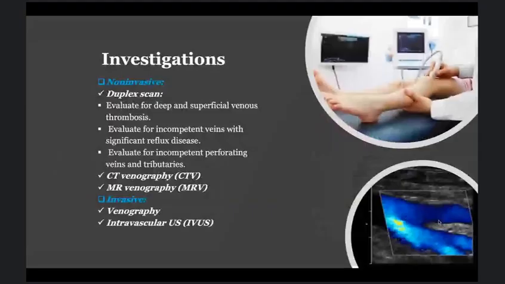What investigations should you do for a patient with severe CVI? The most common, as I said in the previous lecture, is Doppler ultrasound or duplex scan. It evaluates deep and superficial venous thrombosis, incompetent veins with significant reflux disease, and incompetent perforating veins and tributaries. Ultrasound will give us information about the deep system and superficial system, patency, valve incompetence, and perforator incompetence. Also CT venography, CTV, and MR venography, MRV. Also, invasive techniques are needed in special situations, like venography or intravascular ultrasound, what we call IVUS.